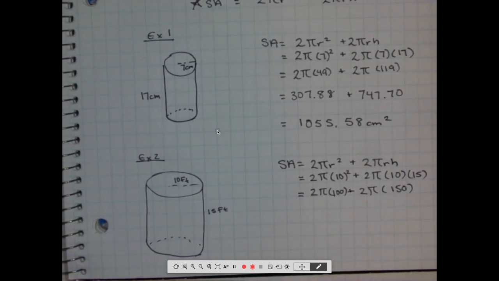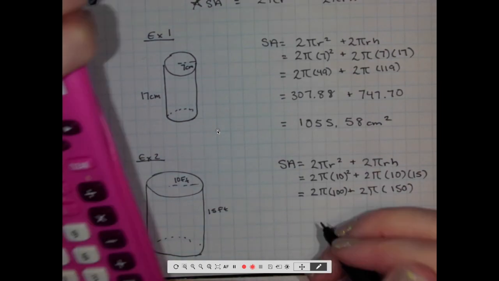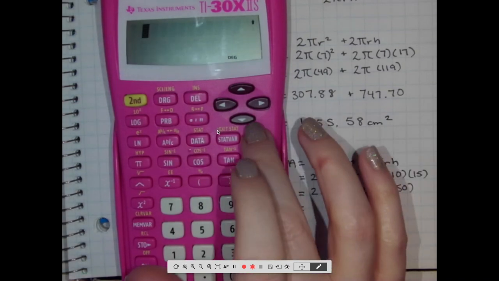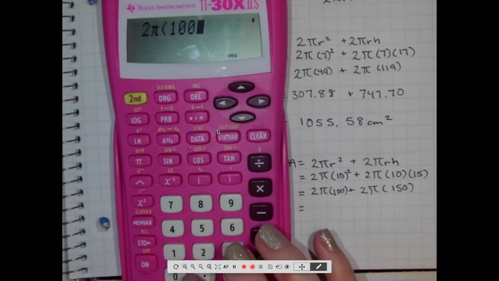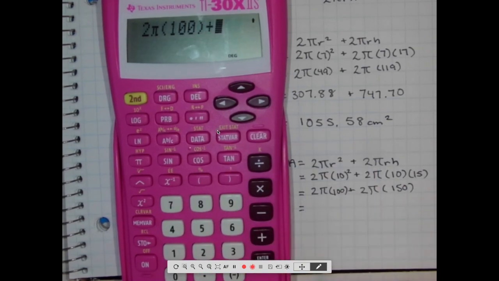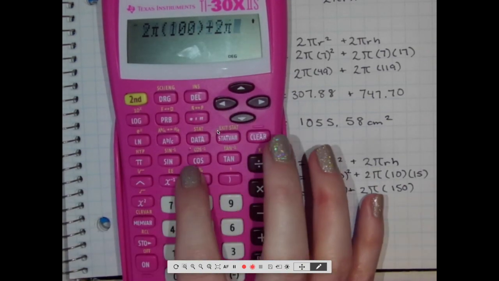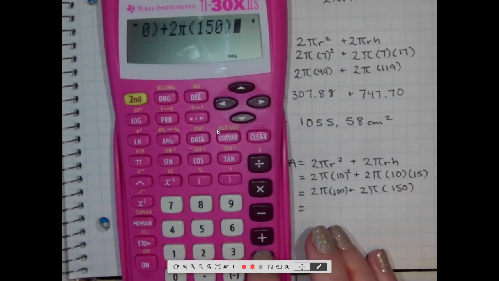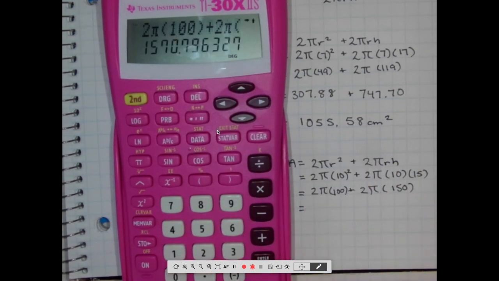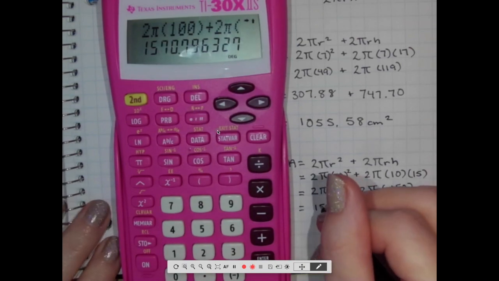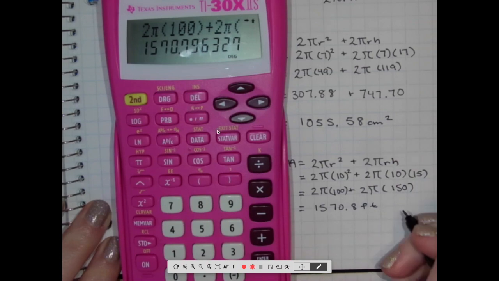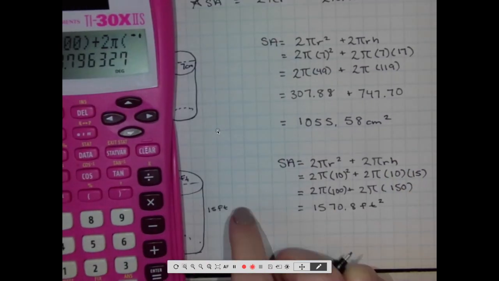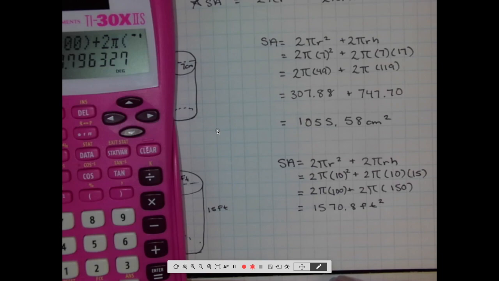Okay. Now, if I calculate this all out like I had previously in my one go, 2 pi times 100 plus 2 pi times 150, I end up with 1,570.8 feet squared, because my unit here was feet, and surface area, I square it.